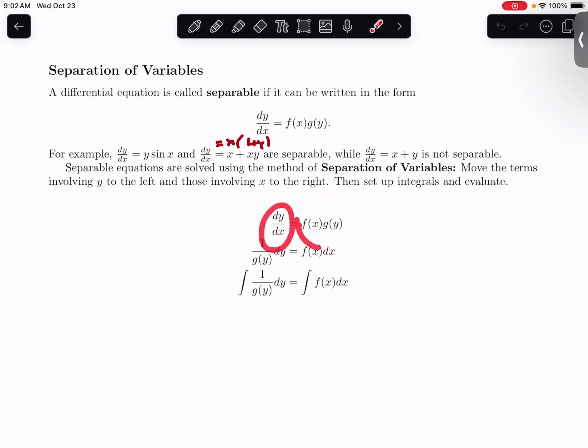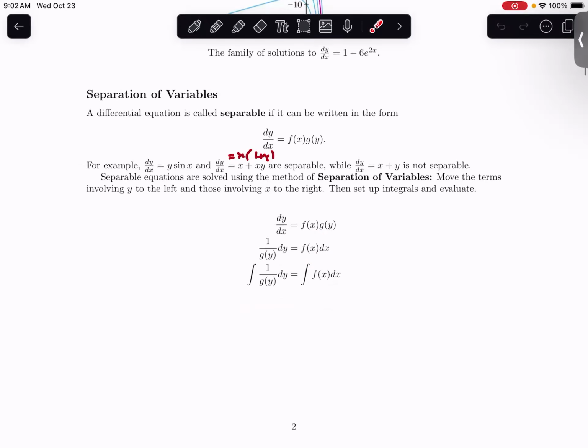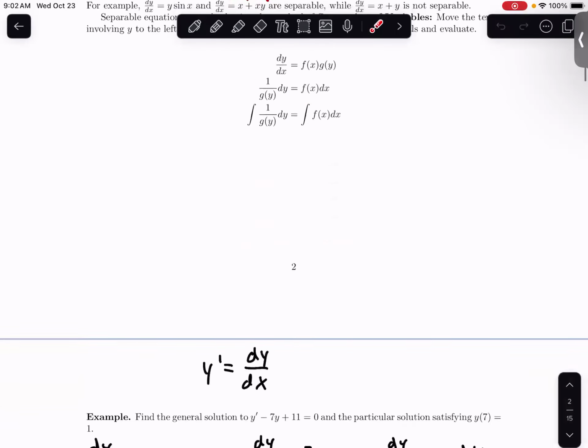So if we have dy/dx equal to f(x) times g(y), and we want to move everything with a y to the left-hand side, we divide both sides by g(y), and then multiply both sides by dx. If you do this, you get 1 over g(y) dy equal to f(x) dx. And then to get rid of the dy and the dx, you just integrate both sides. We went through a couple of examples, and we'll go through a couple more today.